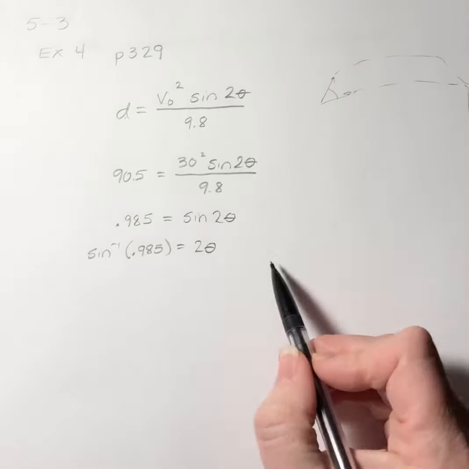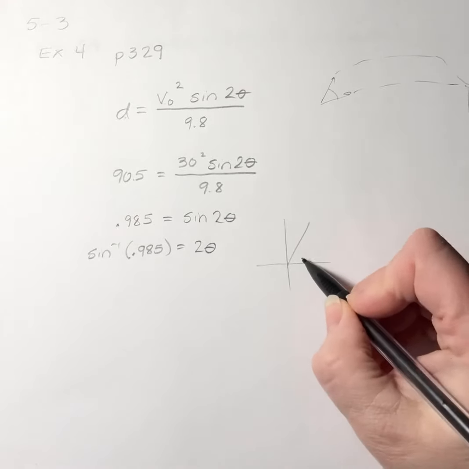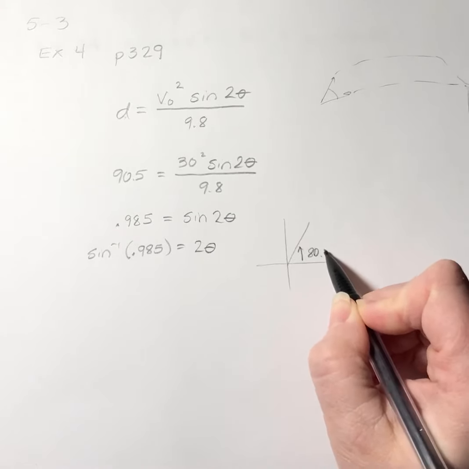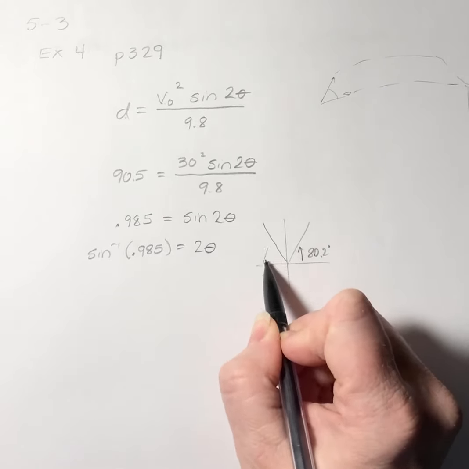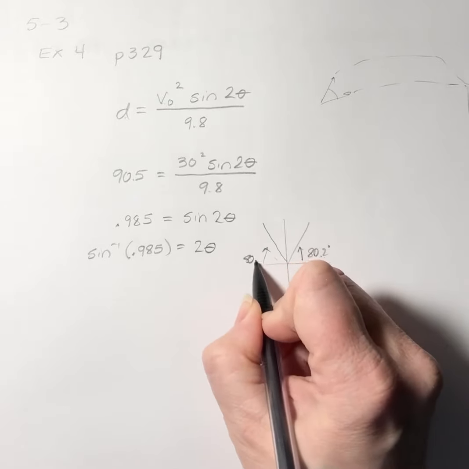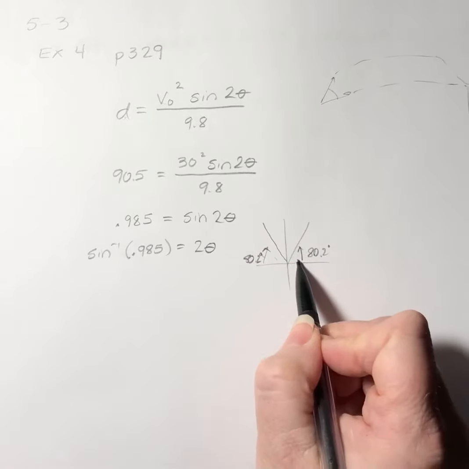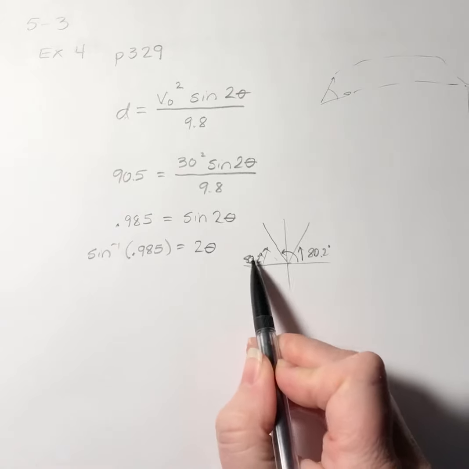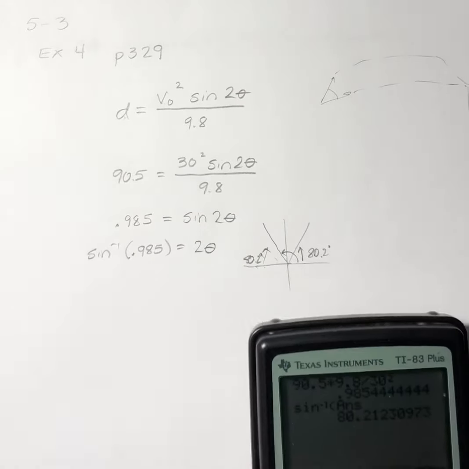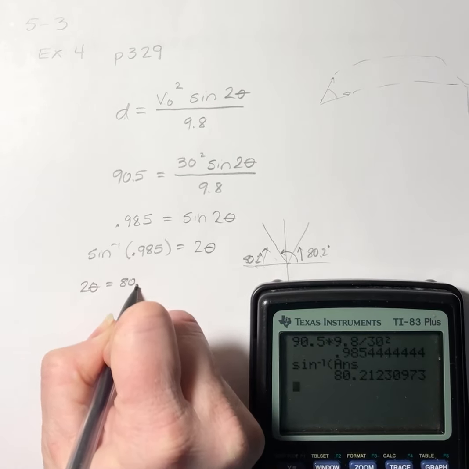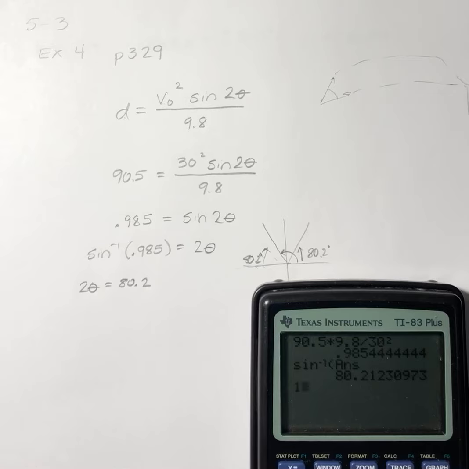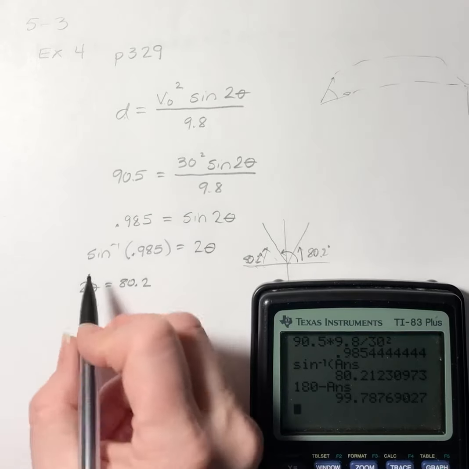So I'm going to just draw a quick picture. My angle is 80.2 degrees, which means if this is also a positive sine, 80.2 degrees, in order to get this angle, I have to take 180 minus this. So my other angle is going to be about 99.8.